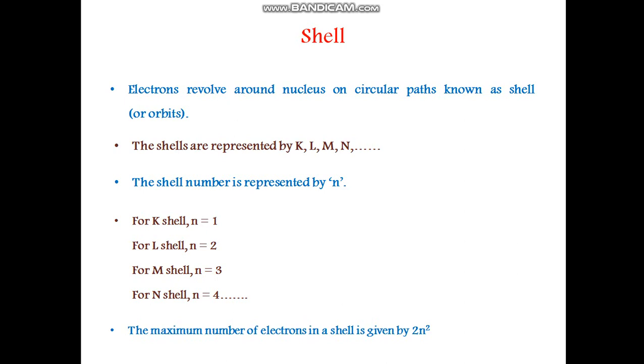A particular shell can hold maximum number of electrons only. It cannot hold the electrons beyond this number. That number is given by the formula 2n square. For example, K shell. For K shell, n is equal to 1. So 2 into 1 square. 1 square is 1. 1 into 2 is 2. So K shell can hold maximum of 2 electrons only.